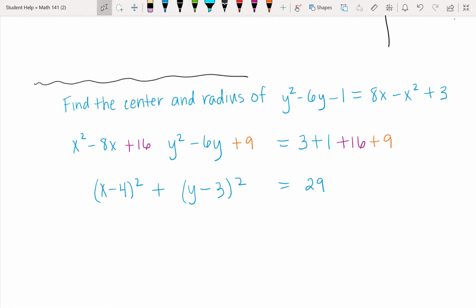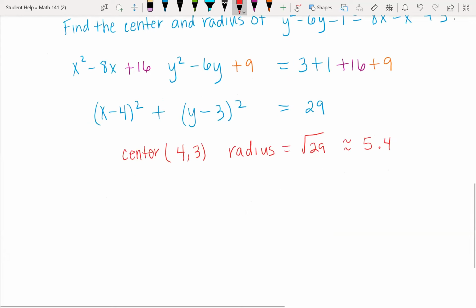Okay. So in this case, it looks like the center is at 4, 3, and the radius is the square root of 29. Let's see what that is approximately in decimal. It's about 5.4. I'm not going to worry too much about the graphs of these right now, because you can go to Desmos and you can get a graph of these.